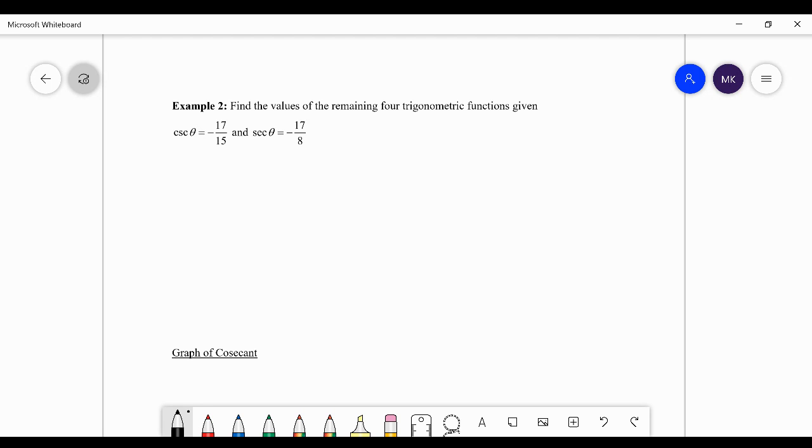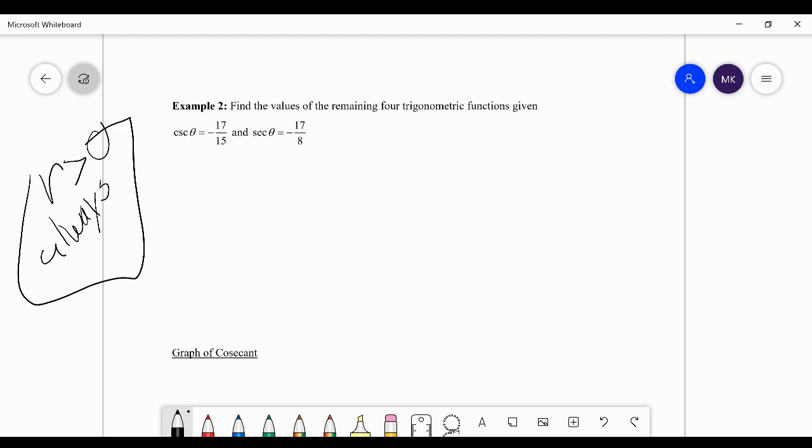So if we remember that r is the radius, right? So it's the length from the origin to the point. It is always positive. R is always positive. Okay. R is greater than 0. Always.